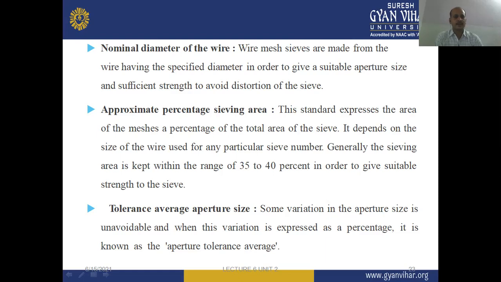Tolerance average aperture size. Some variations in the aperture size are unavoidable, and when this variation is expressed as a percentage, it is defined or known as the aperture tolerance average.